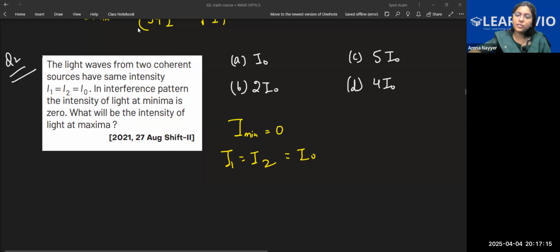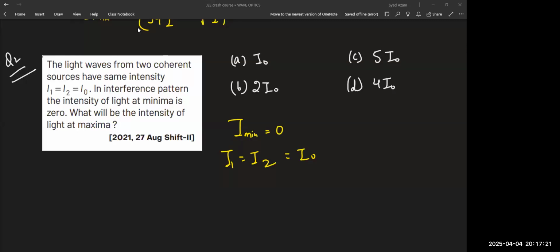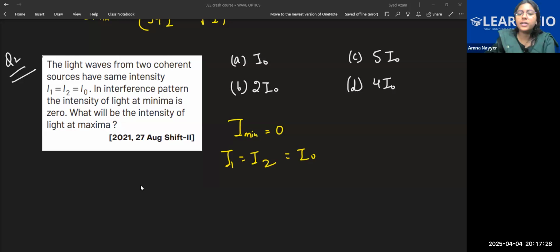Yes, class. By now you should get the answer. What is the answer? Tell me the method at least. Yes, Upasna? Is it 4 I0? Yes, correct. It will be 4 times I0.